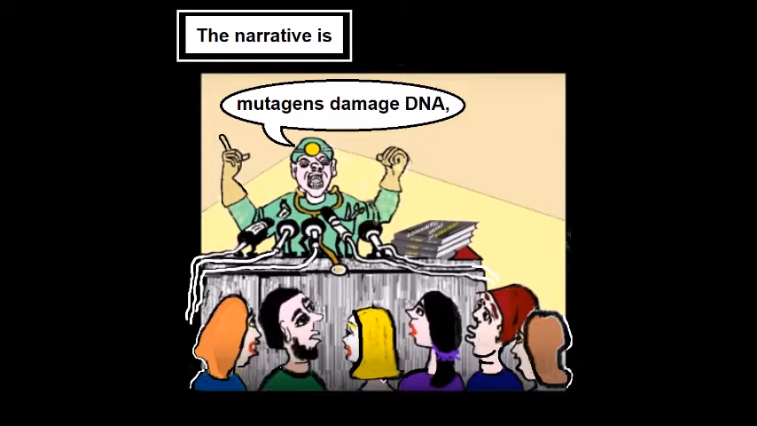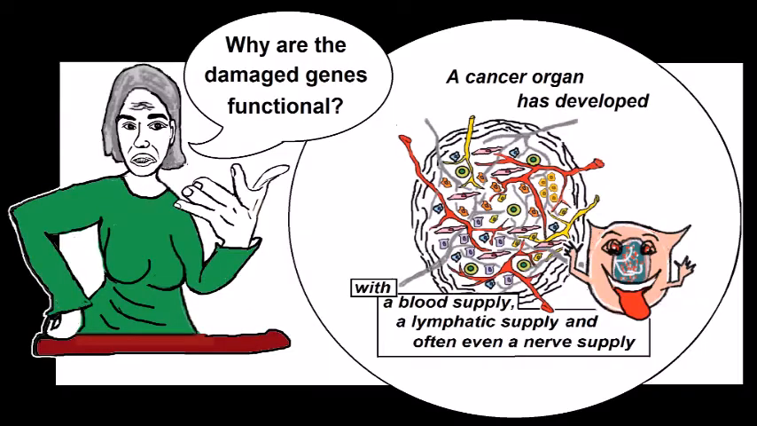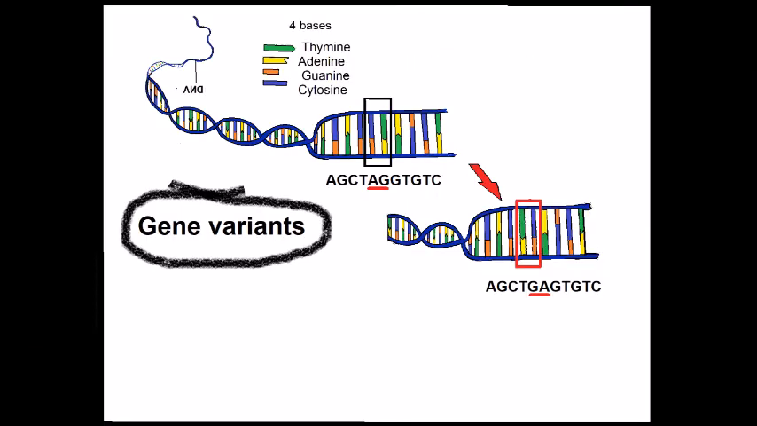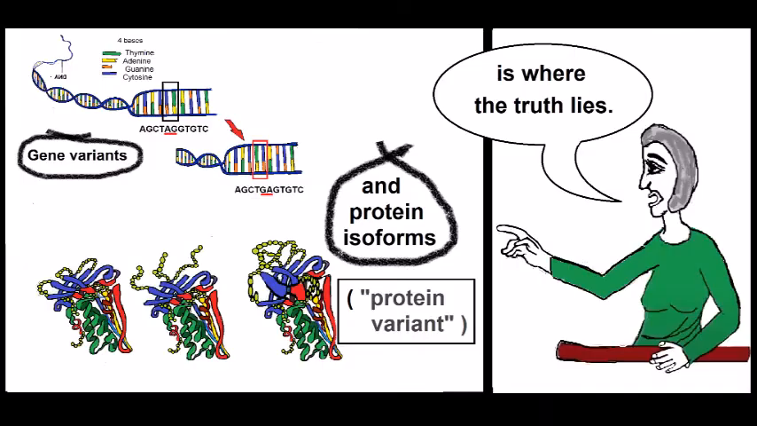The narrative is mutagens damage DNA. However, why are the damaged genes functional? Because they are gene variants, that's why. Gene variants and protein isoforms, protein variants, is where the truth lies.